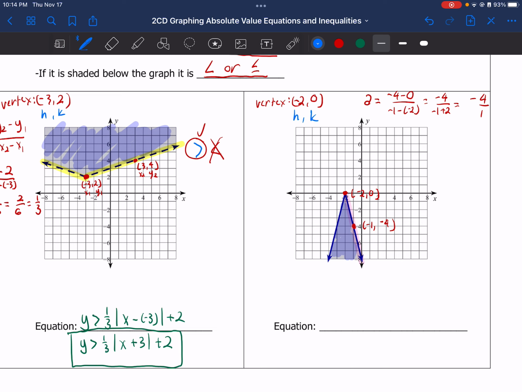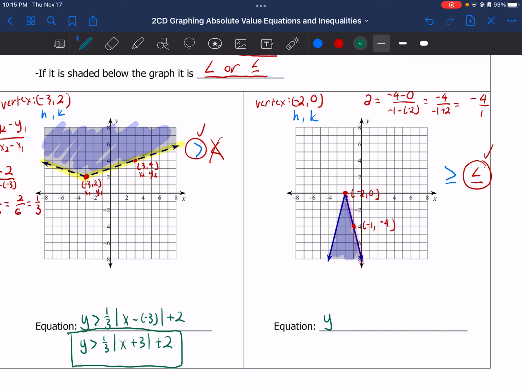So we just stated that it's a solid line, so we can pick between two choices. We can pick between greater than or equal to or less than or equal to. Well, we see that our graph is shaded below, so we are actually going to choose less than or equal to, because less than has shading below our graph. So now that we have all the information, we can write out our equation.